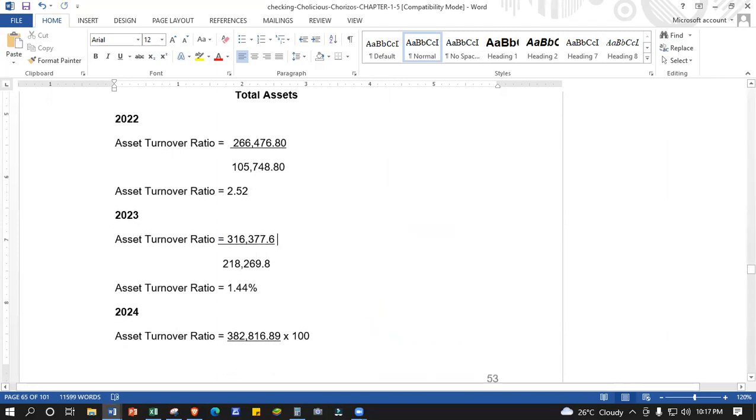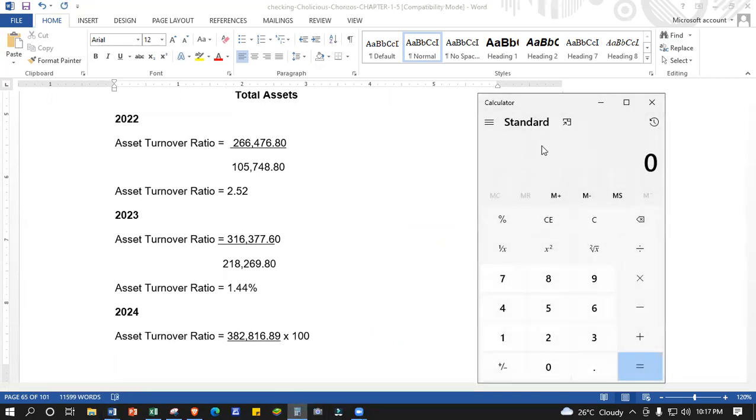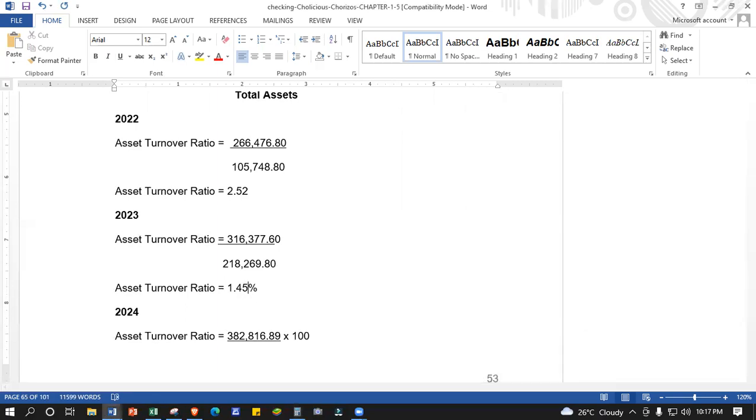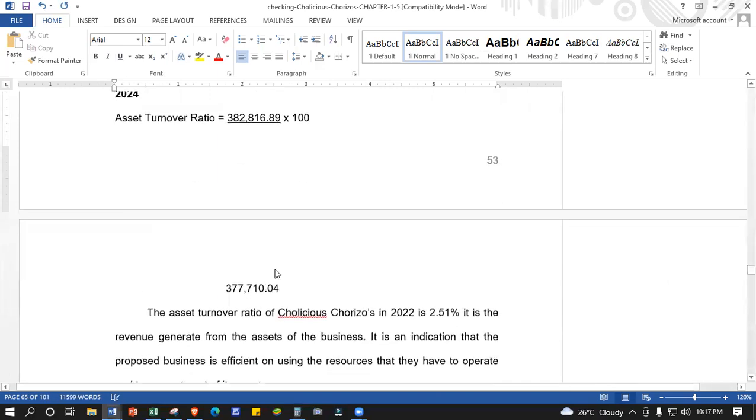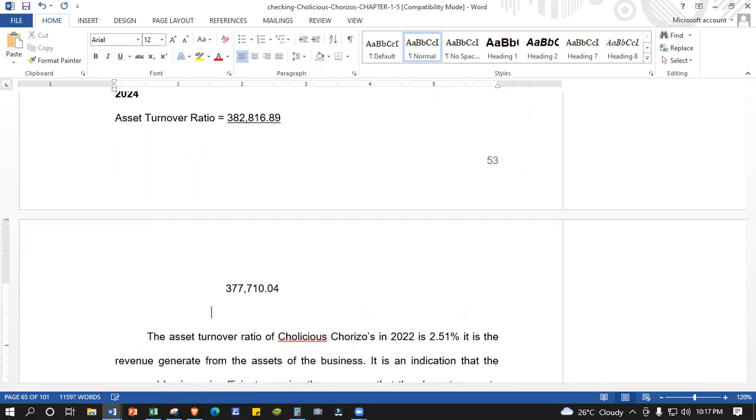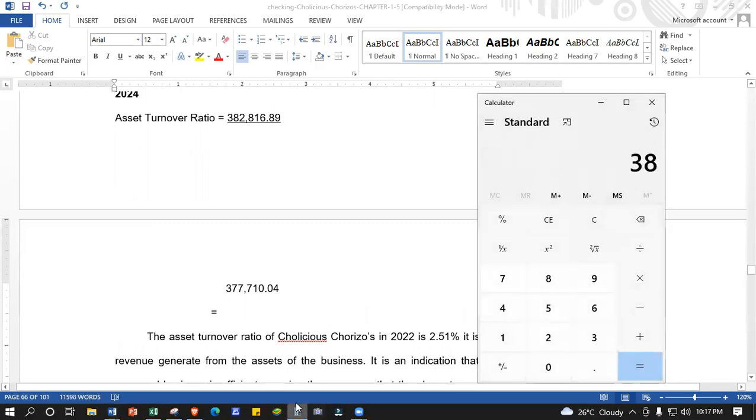So, I would trust that what's written here is correct. Let's try to check the computation. 301,37.60 divided by 218,269.80. So, 1.45. Again, not a percentage, but simply that. So, no 100. Then 382,816.89 divided by 3777. Okay, so 1.01.